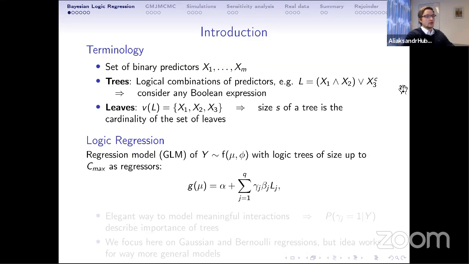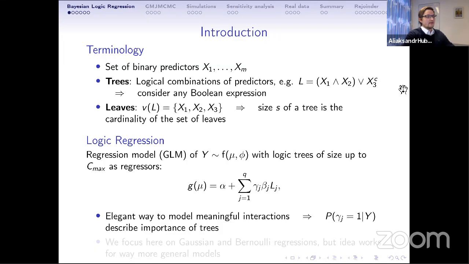For each of the logical trees, we introduce the beta coefficient and a binary indicator gamma, which switches the tree on and off and allows us to perform model selection. And this creates an elegant way to model meaningful interactions between binary predictors.